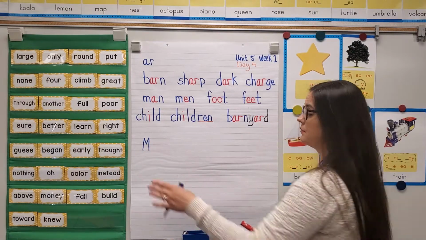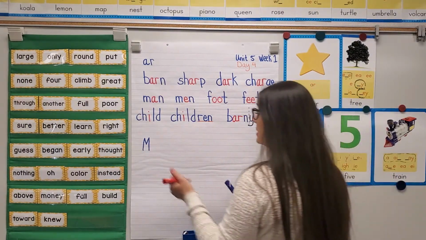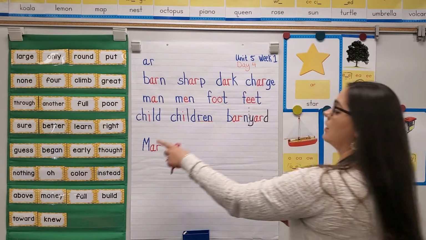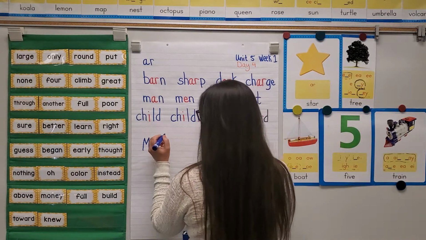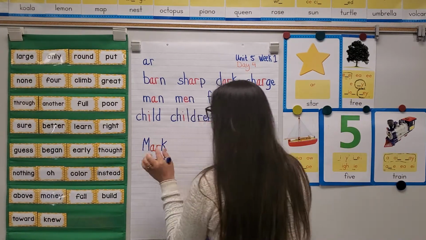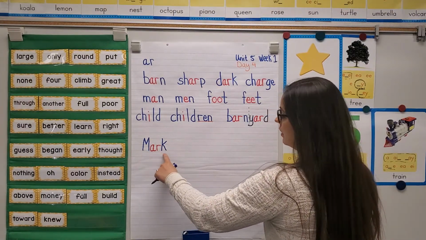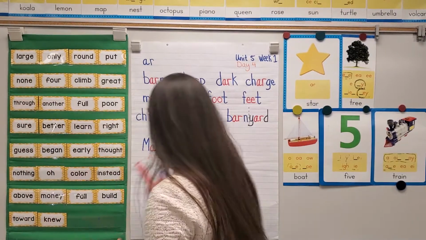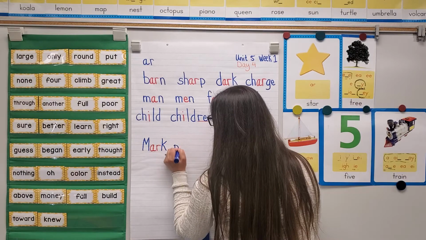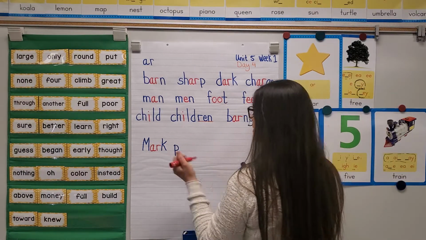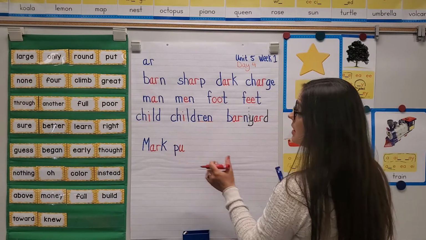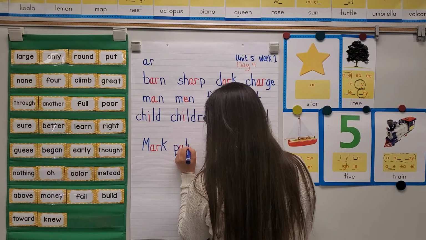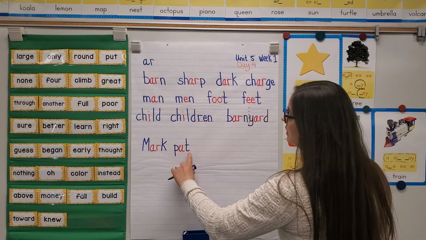M says capital M because it's the beginning of a sentence. It could be a name. AR, R, R. K says ka, R, mark. So yeah, it is a name in this sentence. It's a name. Mark. P says pa. U says pa. T says ta, pa, put.